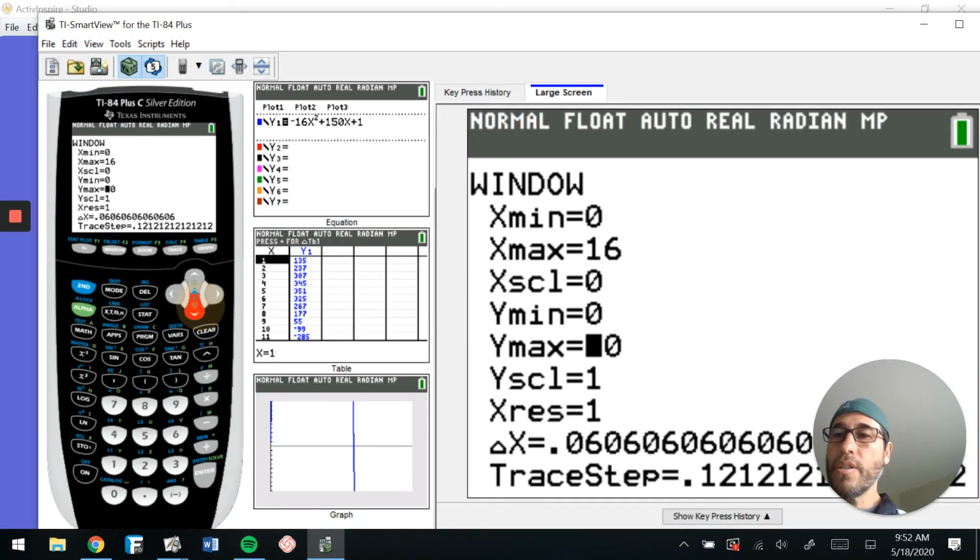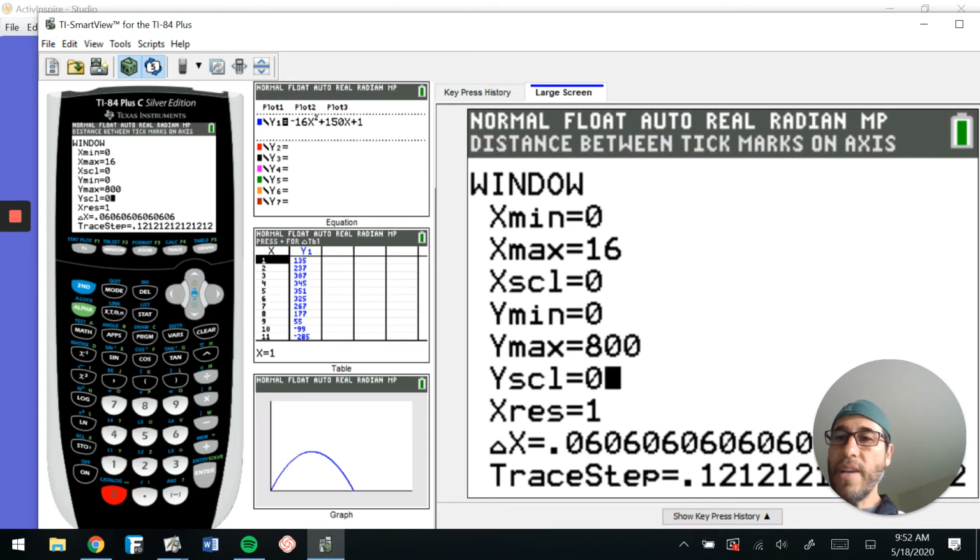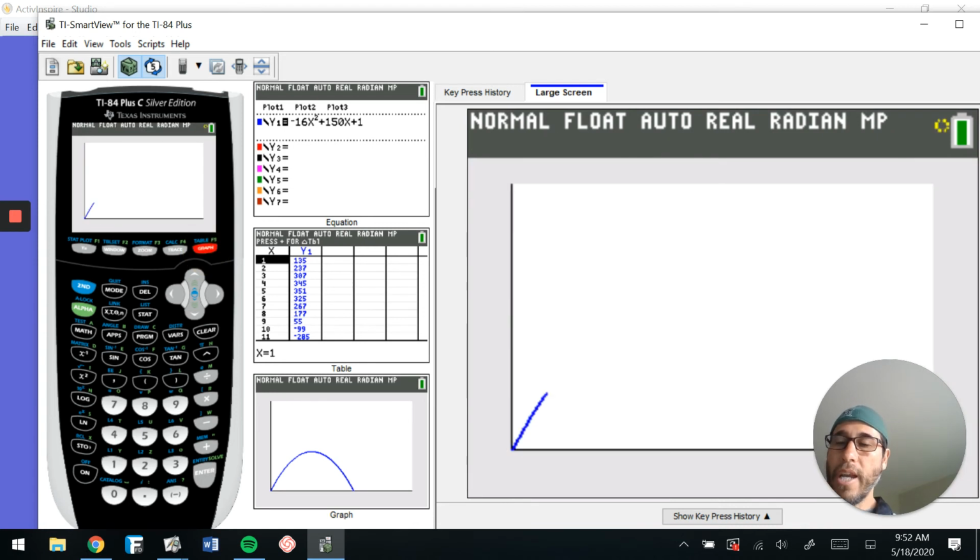0 to 800. And you know what's nice about doing it using your calculator? You don't have to do any of the math by hand. Don't even have to find the vertex. Okay, and then I graph that bad boy, and there is rocket number 1. Which one goes higher? We already know. But some people like doing it by hand. Some people like using the calculator.